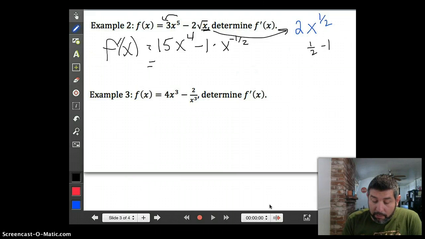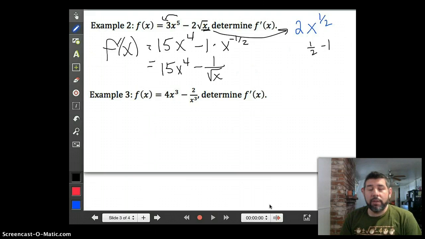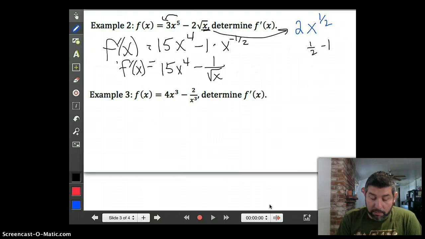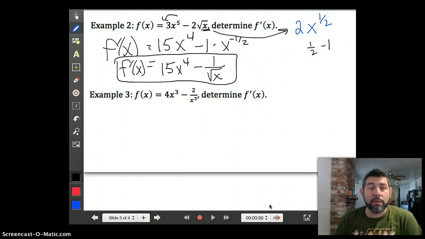We can write that as 15x to the fourth minus 1 over root x. If you want, you can rationalize the denominator and put the root x on top, and you have root x over x. But you can leave it like this. Most calculus teachers will let you leave it like that.